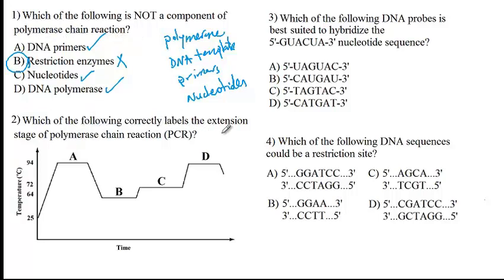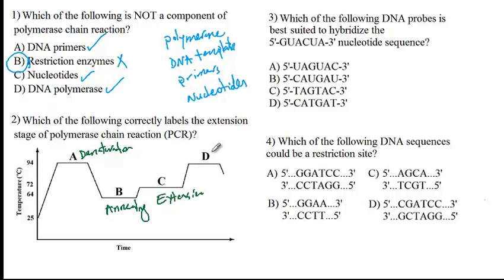Next question. Which of the following correctly labels the extension stage of the polymerase chain reaction? So again, what happens at 94 or 98 degrees? This is the denaturation stage, where the double-stranded DNA will be converted into single-stranded DNA. Then we lower the temperature to 64 degrees. This is the re-annealing stage in order for the probe to bind to the DNA template. And then at a higher temperature, 72 degrees, this is the extension stage, where the nucleotides will be added in front of the primer. And then we repeat the cycle.